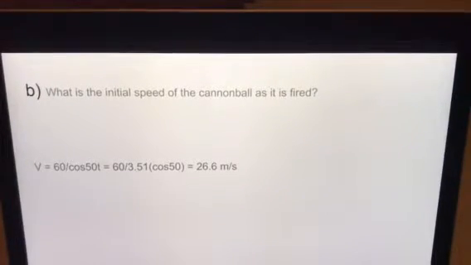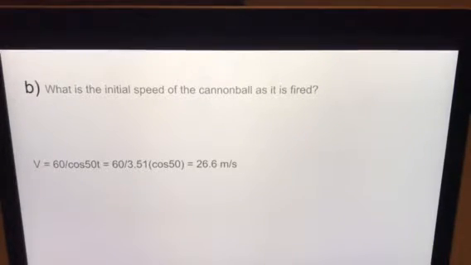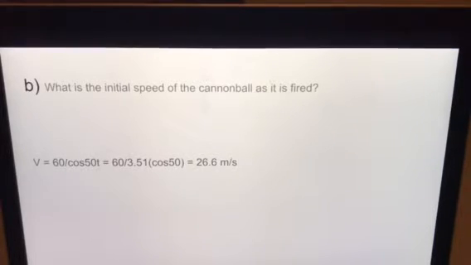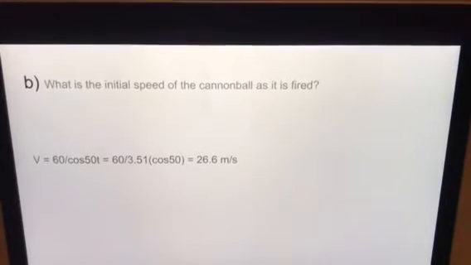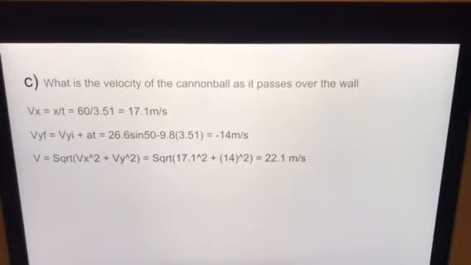What is the initial speed of the cannonball as it is fired? Now that we know how much time elapsed, we can substitute back in one of the initial equations to determine the initial speed. The velocity is 60 over cosine of 50 times time, which is equal to 60 over 3.51 times cosine of 50, because we know time is 3.51. Solving that, you get 26.6 meters per second. That is the initial speed of the cannonball when it's fired.